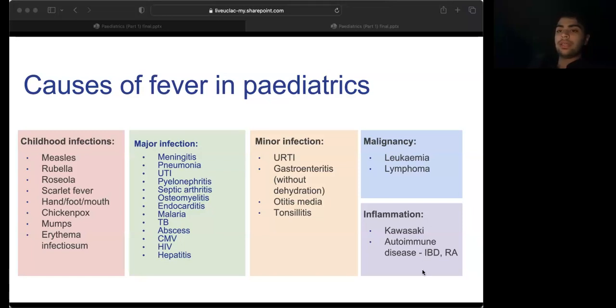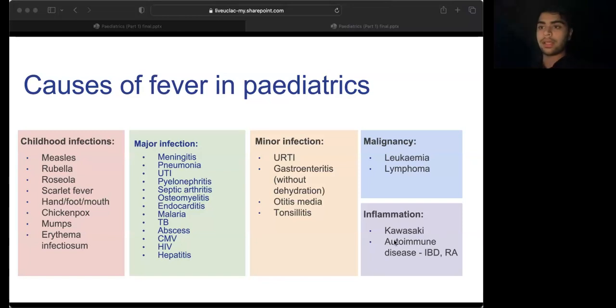And then UTI, pyelonephritis, septic arthritis, osteomyelitis. So almost all different bodily systems, and then rarely malaria, TB, and then CMV, HIV. And then there's the minor infections, which are incredibly common. So upper respiratory tract infections like bronchiolitis, croup, and general common colds and flu in children are very common. Gastroenteritis is very common as well, as is otitis media and tonsillitis, both viral and bacterial causes, most commonly viral tonsillitis. And then there's malignancy, which can cause a fever. That can be either leukemia or lymphoma. And then there are the autoimmune conditions like Kawasaki's, which we suspect in a long-standing fever, longer than 5 days.